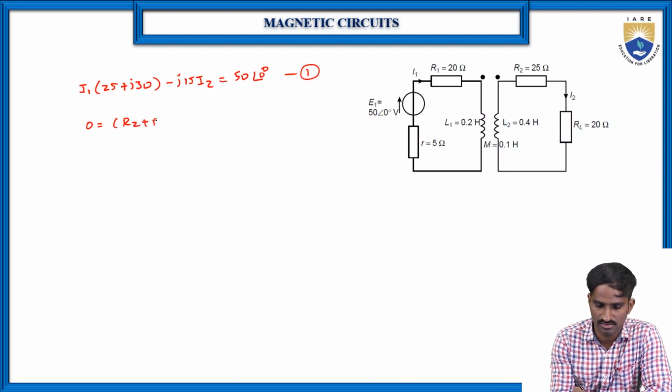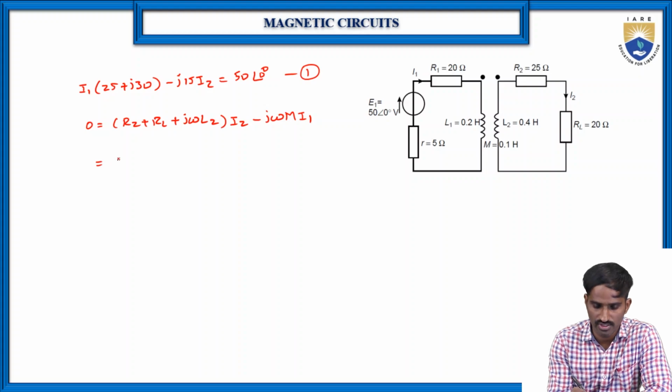R2 plus RL, and plus jωL2, jωL2 into I2 minus jωM into I1, right? Then substitute the values here.